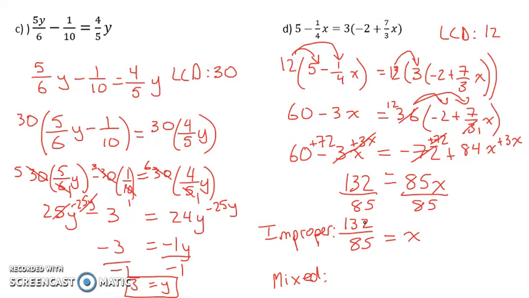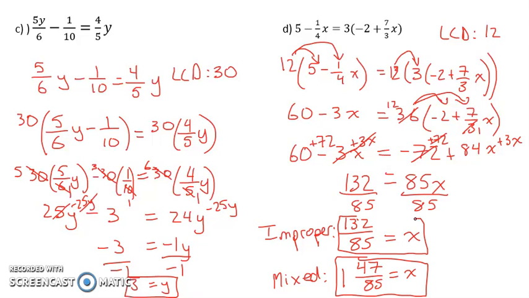And a mixed fraction is just where we take that, we get 1 in this case, and then we're left over with 47. And that would be it as a mixed fraction. Again, either one of those are acceptable, but if we're trying to graph something, sometimes the mixed fraction is easier to see on the grid.